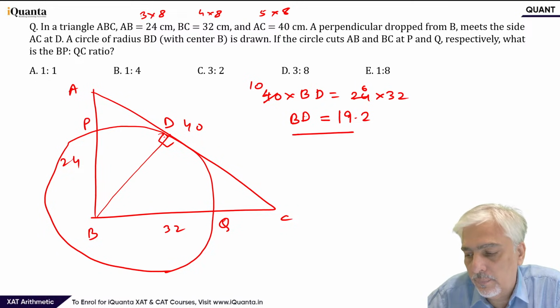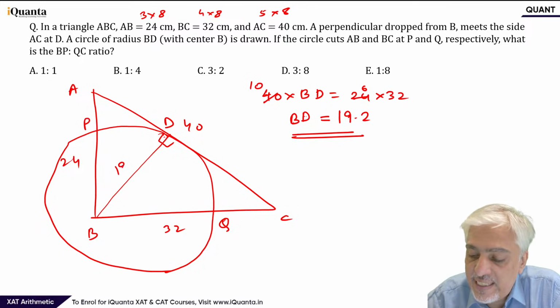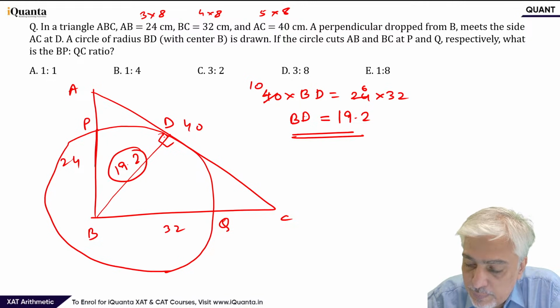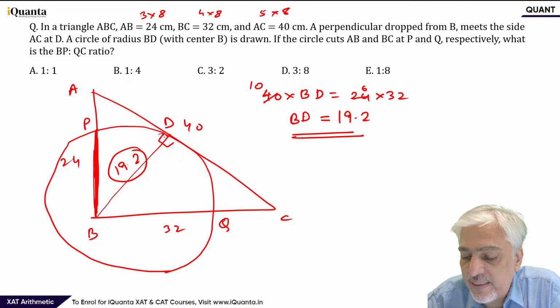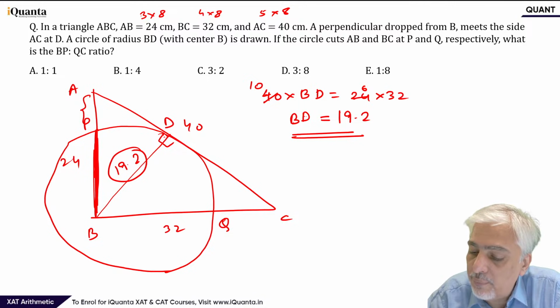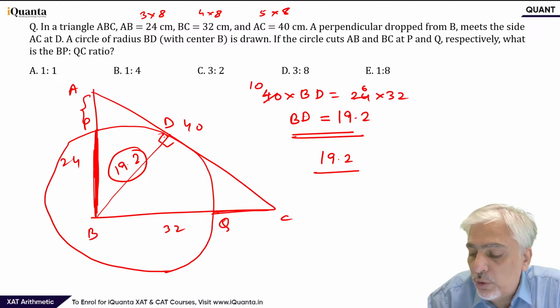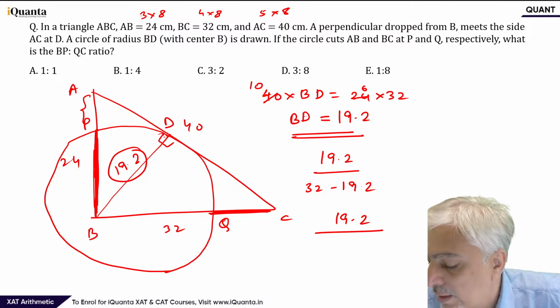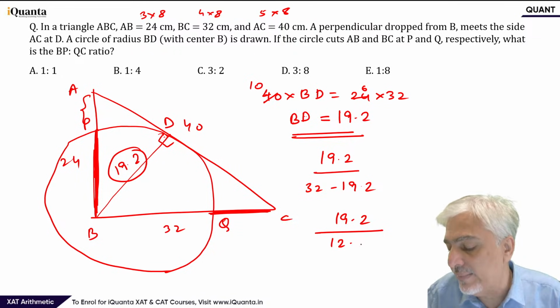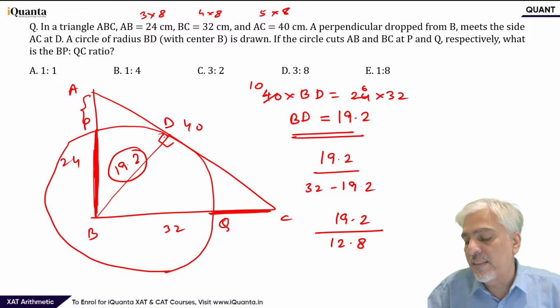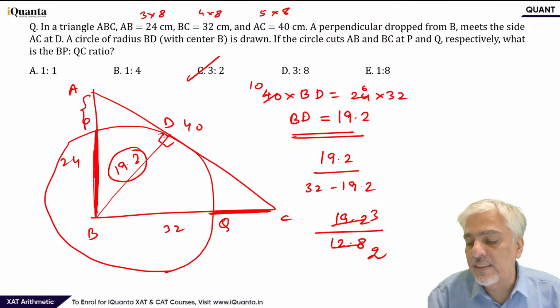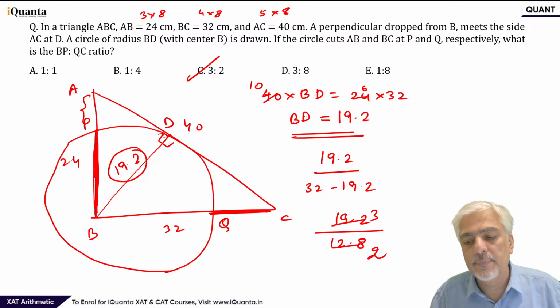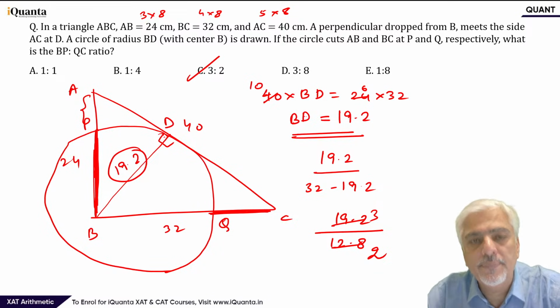Once I got BD as 19.2, I know this much is also 19.2. This is also the radius. So AP, what do they want? BP to QC. So BP is also 19.2, so the numerator is that. Upon QC will be 32 minus 19.2. So 19.2 upon 12.8. Right? This is 64 threes are, 64 twos are. Answer is the third option. Everybody got this question?